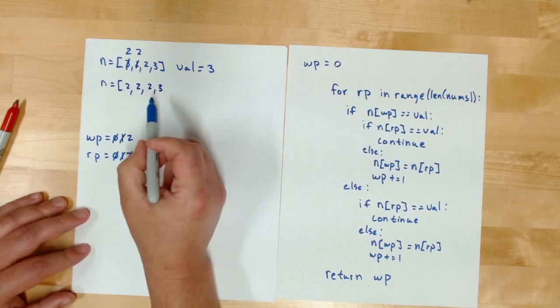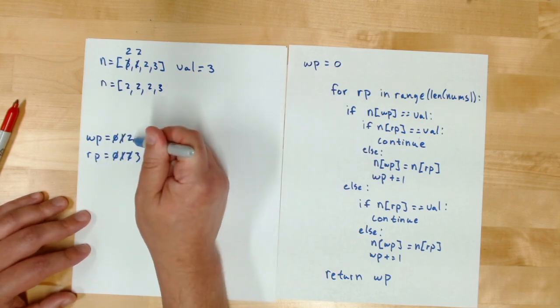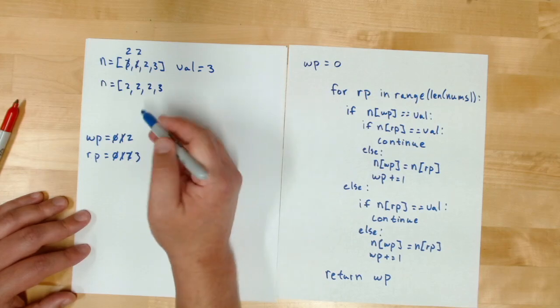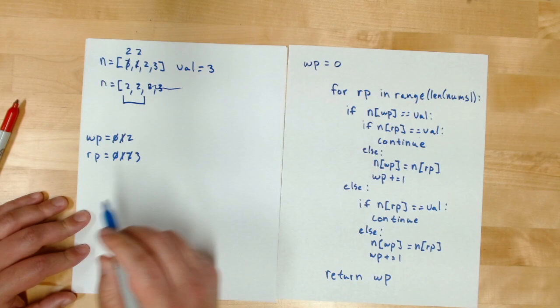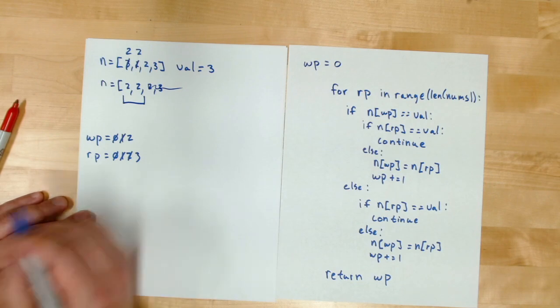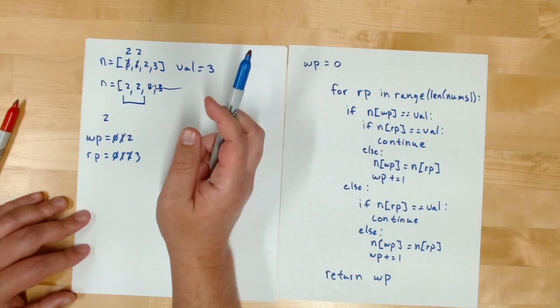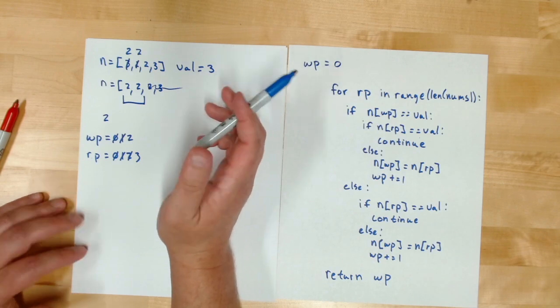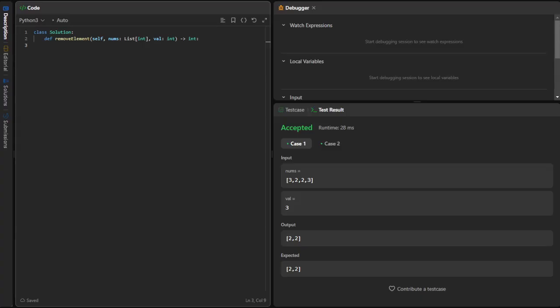Now remember, they only care about the first k elements. And we said that we're returning right pointer, so 1, 2. They only care about the first 2 elements. The rest of these doesn't even matter. And then we're going to return 2. That's how many elements were valid. And that's it. So let's head over to the IDE and see how we can make this code just a little bit neater.